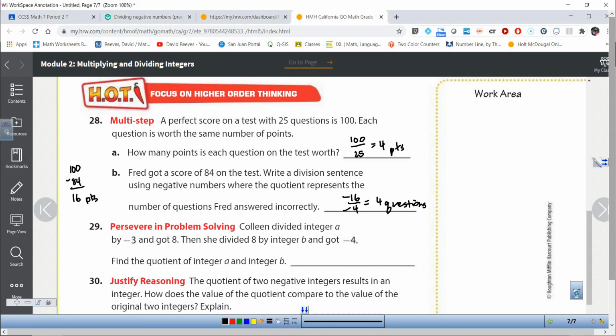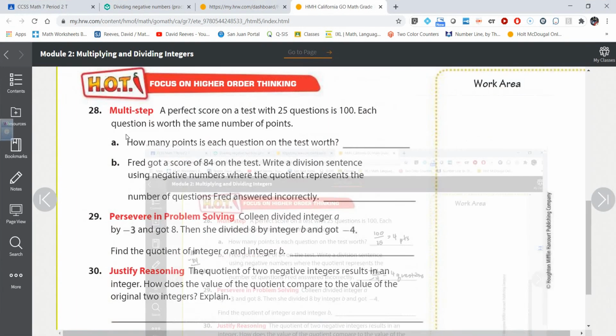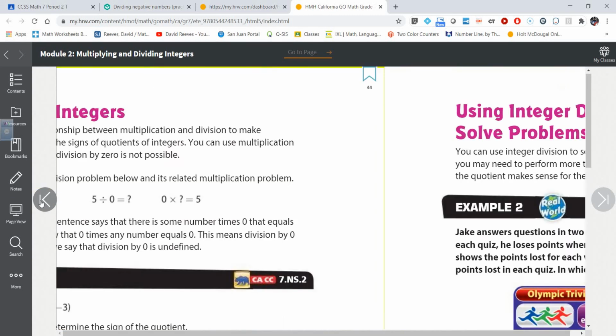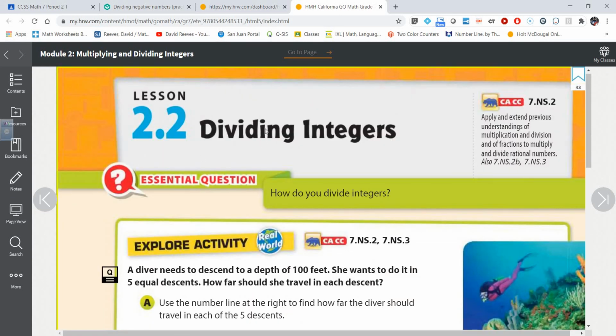Alrighty. Okay, well, I'm going to go ahead and stop there. I sure hope that watching this video helped you with some of the word problems that are in this section, Dividing Integers, Lesson 2.2 in your Math 7 textbook.